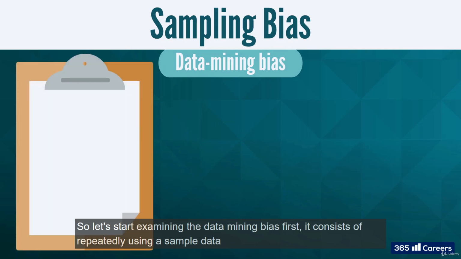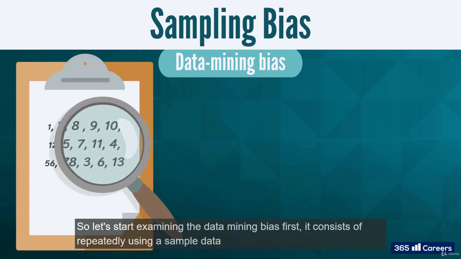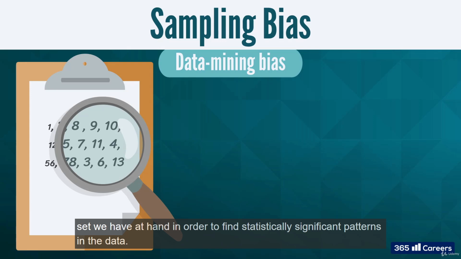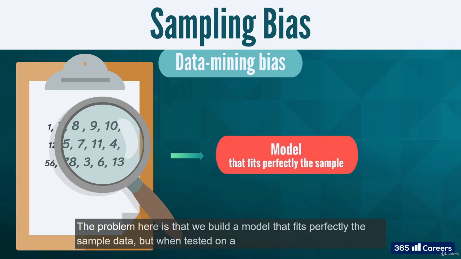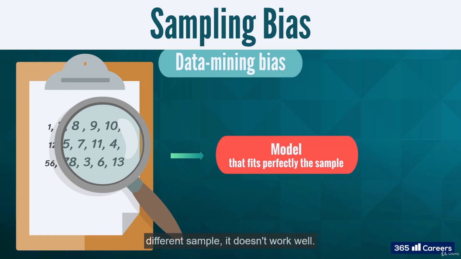It consists of repeatedly using a sample data set we have at hand in order to find statistically significant patterns in the data. The problem here is that we build a model that fits perfectly the sample data, but when tested on a different sample, it doesn't work well.